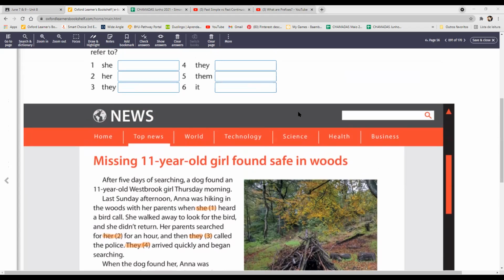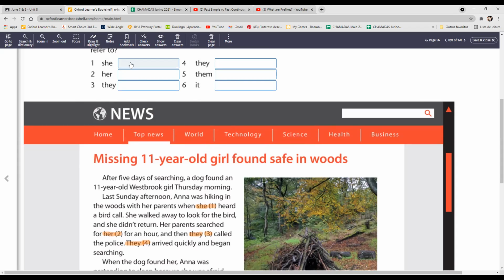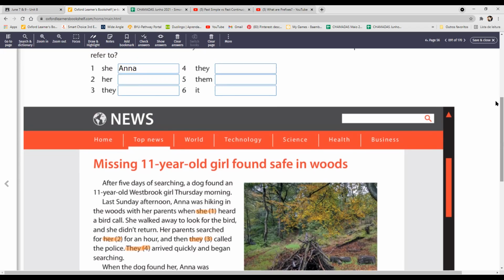Okay, guys, can we correct? Yes? So let's see, guys. The first one, what does she refer to here in the second paragraph? Yes, very good, guys. Excellent. Okay, great. Now, the second one, the pronoun her. What does it refer to? Anna. And again. Okay, good.